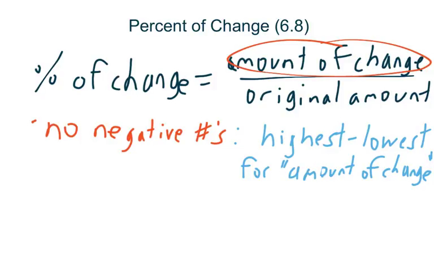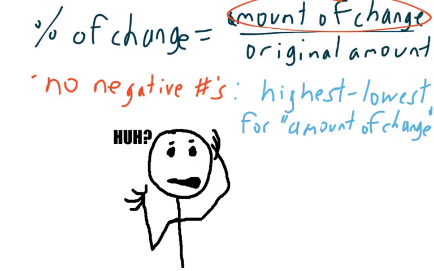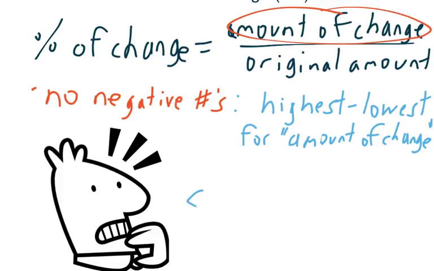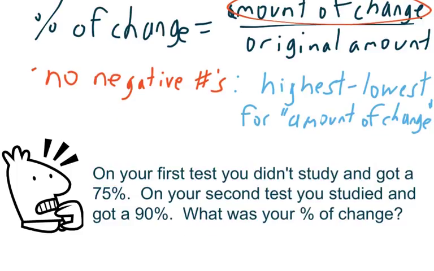All right, let's go ahead and try a problem finding the percent of change, one that you may use frequently, studying for a test. Huh? Yeah, you can actually raise your grade if you study for tests. It's crazy. Yes, I said study. Don't be scared. All right, our example is on your first test, you didn't study, and you got a 75%. Ouch. On your second test, you studied and got a 90%. What was your percent of change?